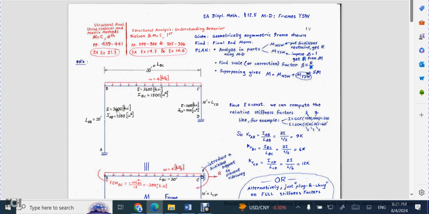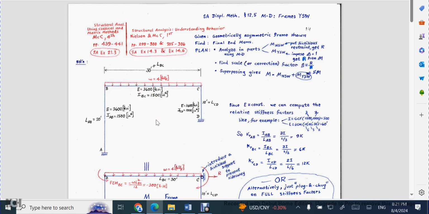You'll notice that the E that they give us is constant throughout. It's 3600 ksi. And then you do have some differing area moments of inertia, 1500 inches to the fourth for this column, whereas this column, the shorter one, is only 1000 inches to the fourth. The girder is also 1500 inches to the fourth.